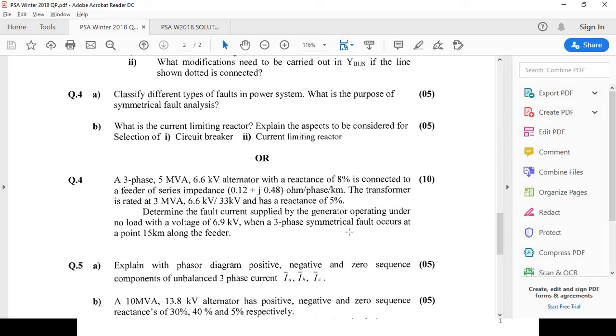That is, the length of the feeder is given as 15 km, and the voltage is given as 6.9 kV. According to the type of fault, you should get the idea whether it is an example of symmetrical fault analysis or unsymmetrical fault analysis, and then accordingly you have to consider the assumptions for symmetrical and unsymmetrical fault analysis. In this case, it is an example of symmetrical fault analysis, and what we have to calculate is the fault current, that is the short circuit current, when the symmetrical fault occurs at 15 km along the feeder.